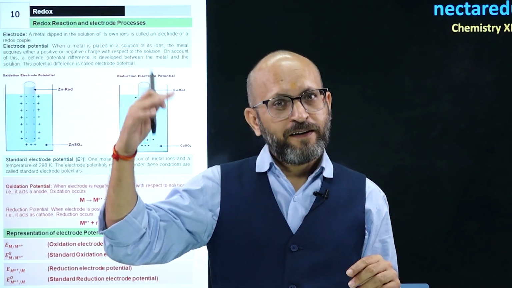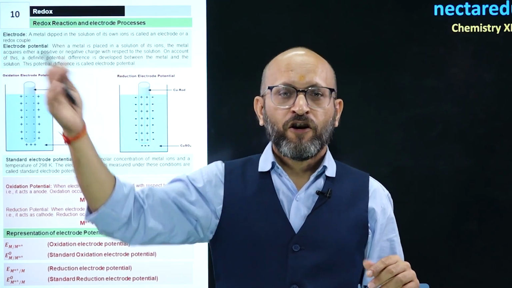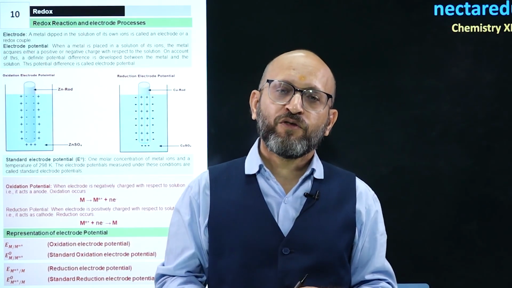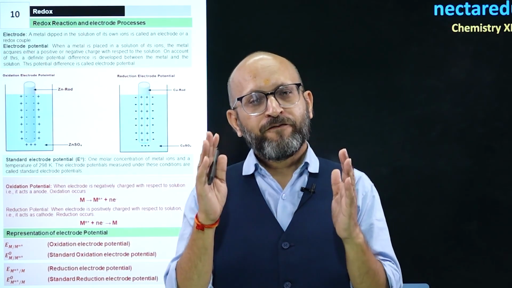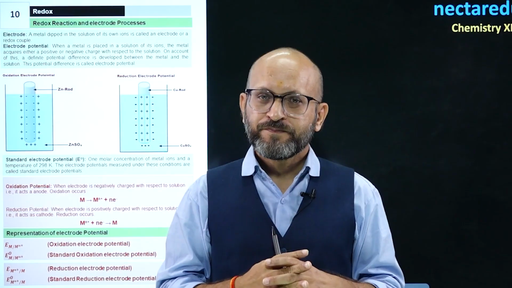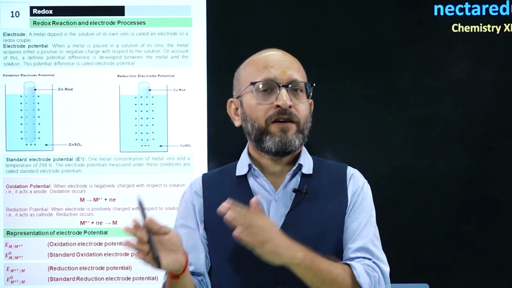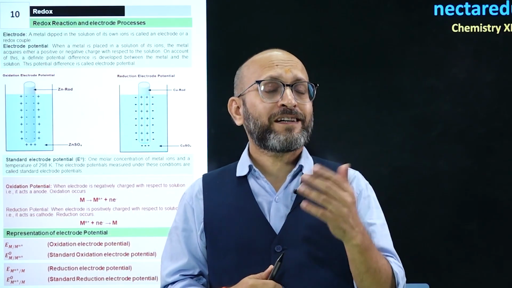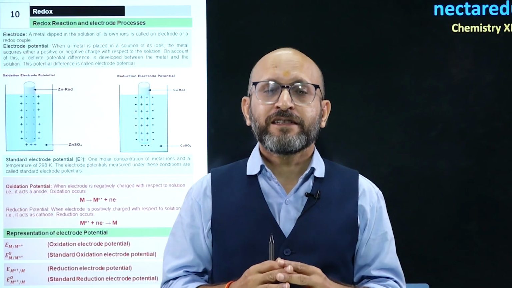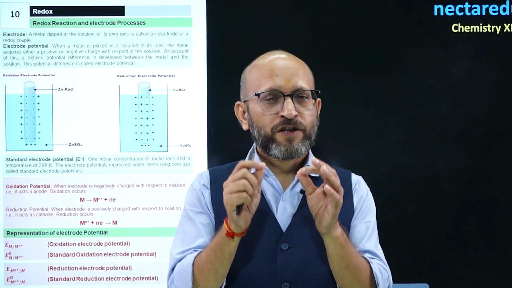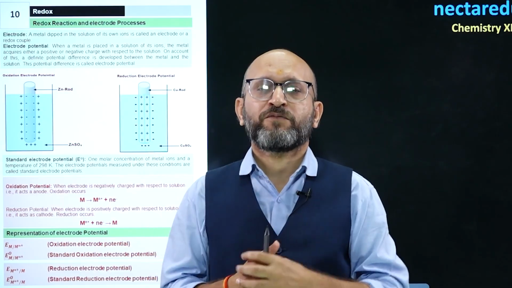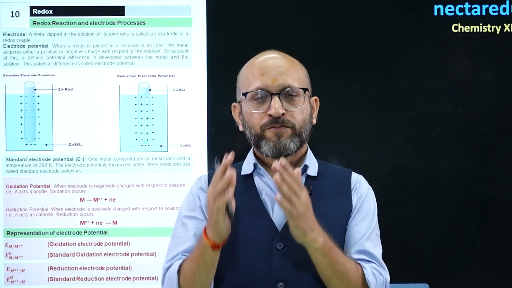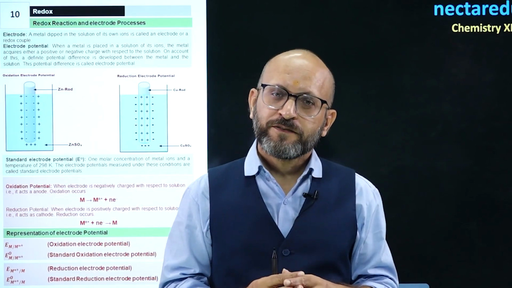Reduction potential more, tendency to reduce more. Oxidation potential more, tendency to oxidize more. So if one thing is more, the other will be less. If reduction potential is more, oxidation potential will be less. And what is the relation between them? The relation is exactly opposite. Reduction potential is minus of oxidation potential, or oxidation potential is minus of reduction potential.